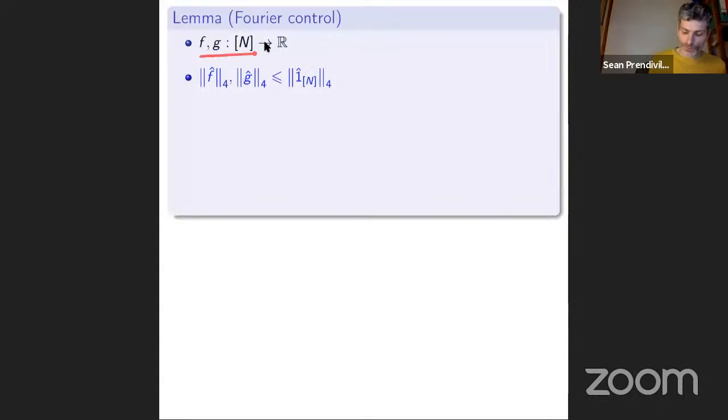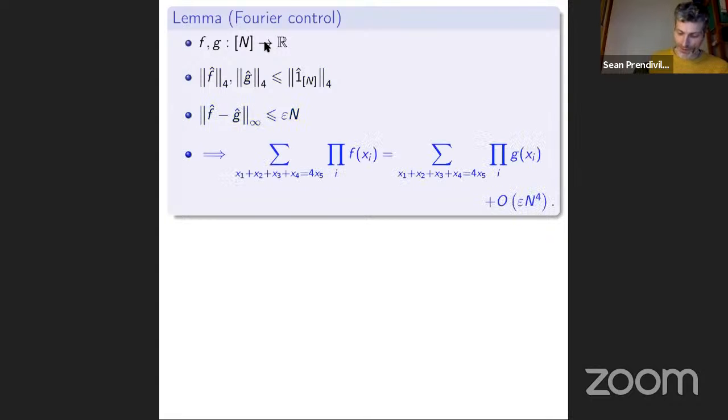We've got two functions on the interval 1 up to n, and we'll assume they're somewhat bounded. And what do I mean by bounded? It looks kind of technical when you first see it, but I'm assuming the L4 norm of their Fourier transform is comparable to the L4 norm of the Fourier transform of the interval. And just to say, this number is n to the 3/4, or at most n to the 3/4, if you're interested. Don't worry about this too much for now. Let me just state the result.